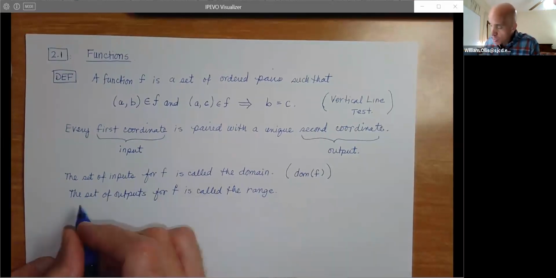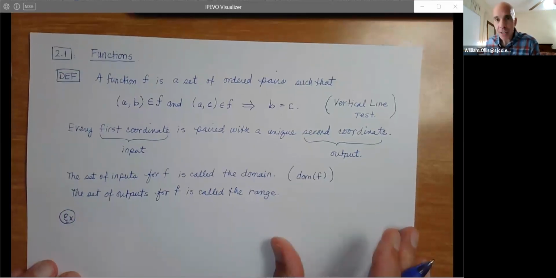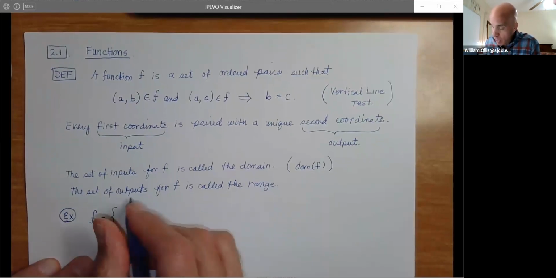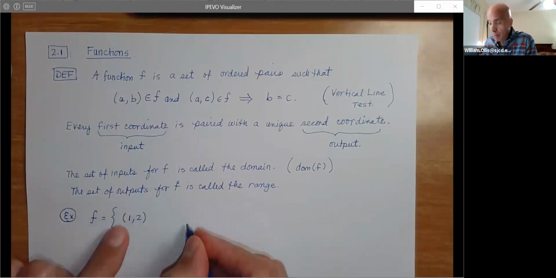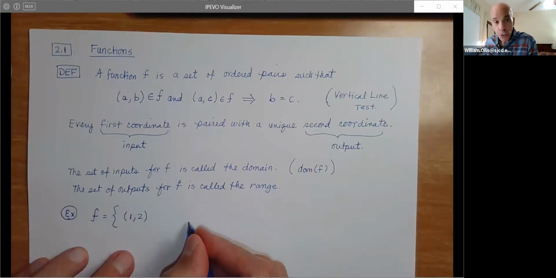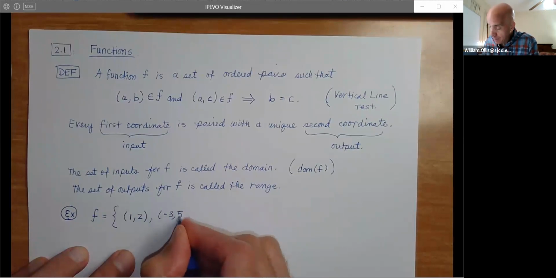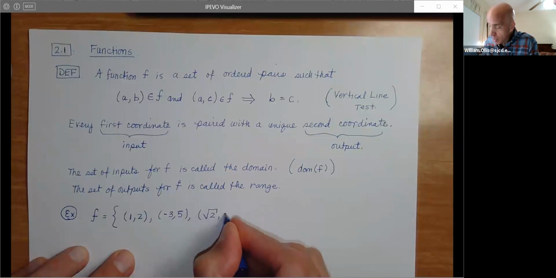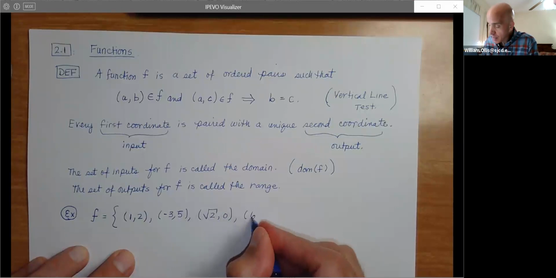So for instance, here's a simple example, and then we'll get back into our function notation. Say you have a function that's given in terms of ordered pairs. So say we have (1, 2). So the input would be 1, the output would be 2. We have, say, (-3, 5). And maybe we have (the square root of 2, 0). And then maybe we have (6, 2).